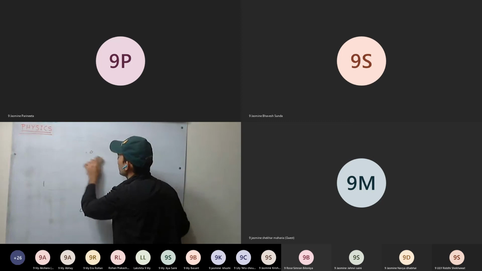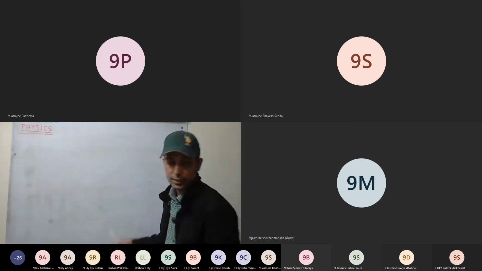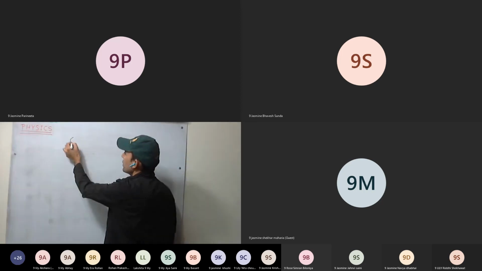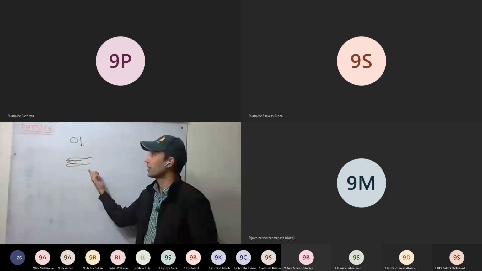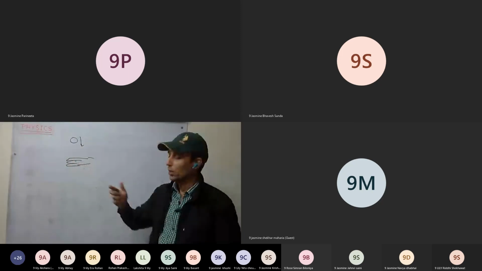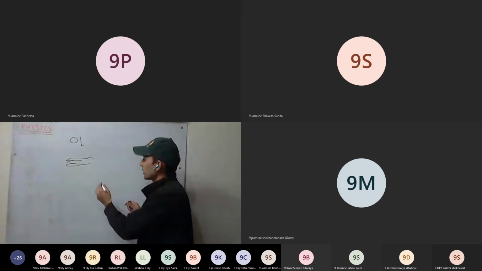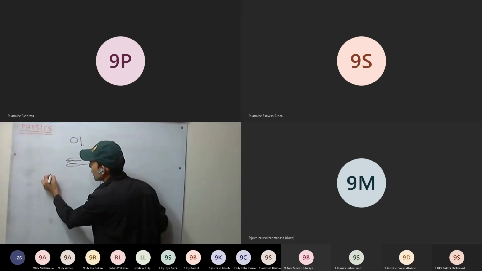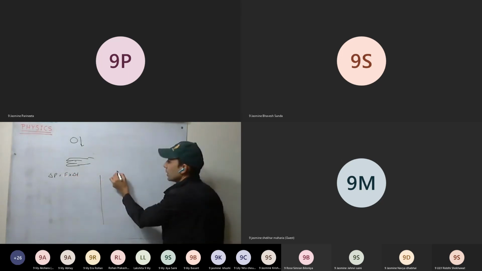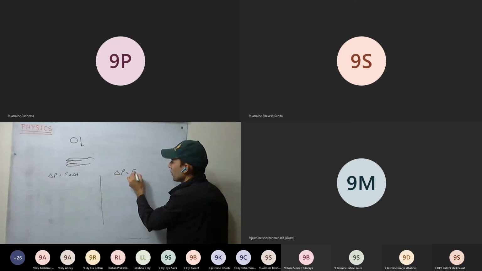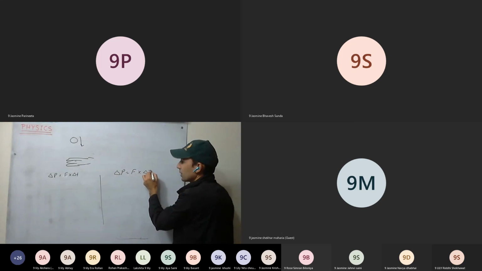Okay, this thing will become more clear when we discuss this example. See here, a ball is there and one has to catch the ball. Okay, this is the hand. One has to catch the ball. So here, delta P equal to F into delta T. Okay, delta P equal to F into delta T.